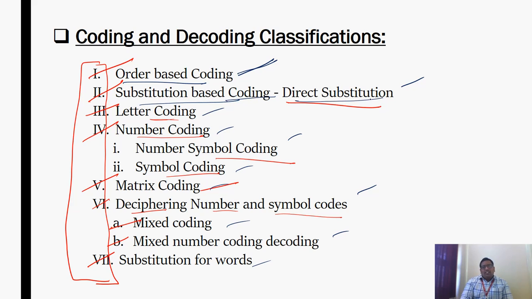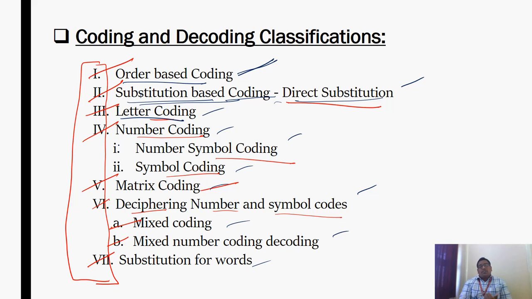Substitution based coding, that is direct substitution, one particular letter will be assigned to some other particular letter without any logic. If A is Z, it's Z, that's it. Why, we can't ask. In substitution based coding, they'll be taking two words with the two respective code words. You have to combine them to get the third word, whatever they ask in the question.